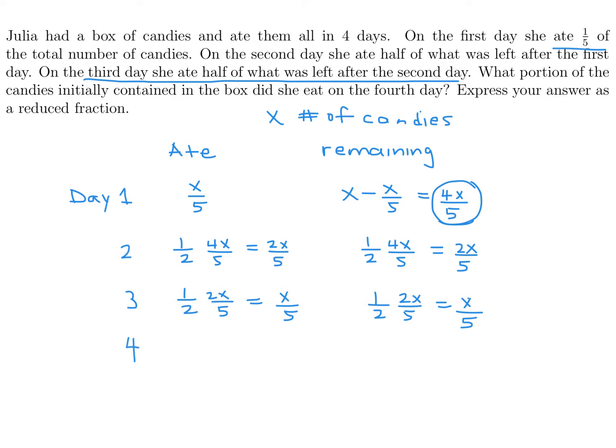And then finally on the fourth day, she would eat what's left. So she would eat x over 5. And then what's remaining is 0, because that's it. So they're asking what portion of the candies initially contained in the box did she eat on the fourth day? So this is what she eats on the fourth day. She eats 1/5 of x. So 1/5 of the candies that were initially contained in the box is what she consumes on the fourth day.